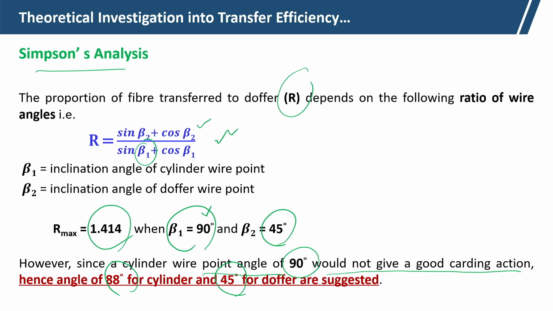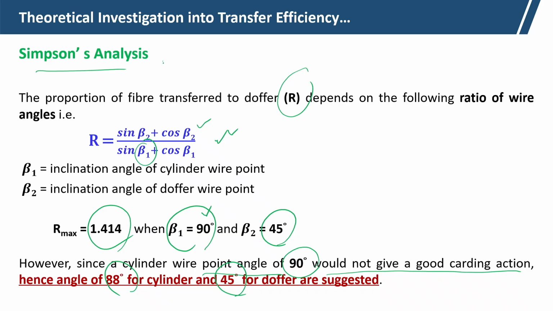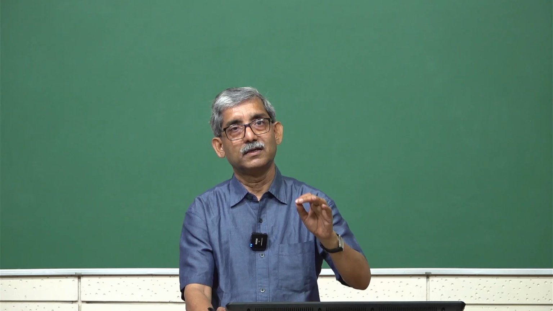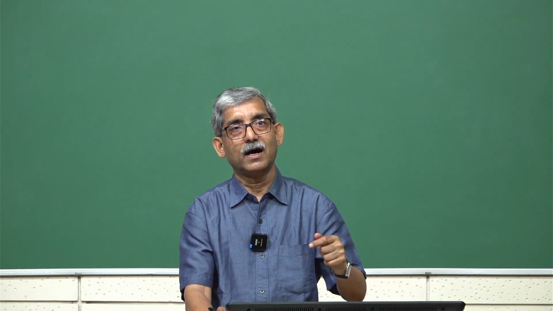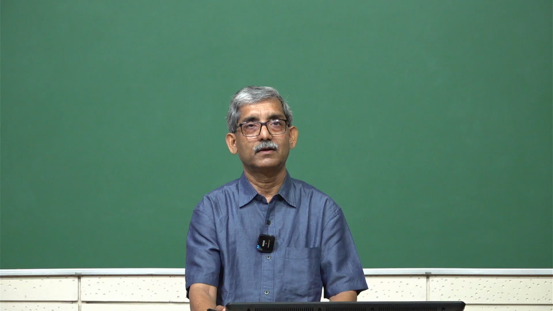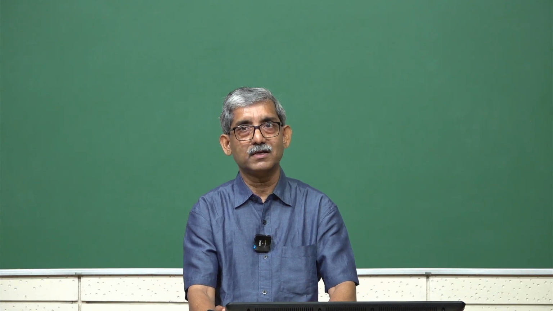And as per Simpson's analysis, this is the simplest analysis, and this relationship came from the detailed derivation that we are not discussing, but as per Simpson's analysis we can directly get the R max value. R max is the proportion of fiber transfer. So, that we can get here, and that is the end of this session.